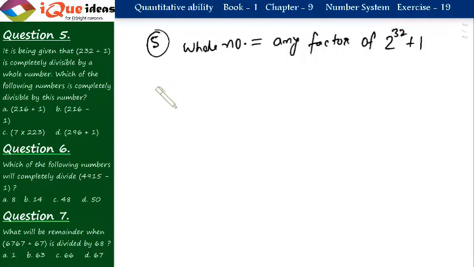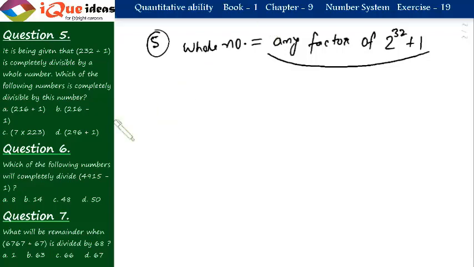Now the question is asking which of the following numbers is completely divisible by this whole number. If I repeat the question, it says which of the following numbers is completely divisible by any factor of 2 raised to 32 plus 1. Right? We need to find an option which is divisible by any factor of 2 raised to 32 plus 1.